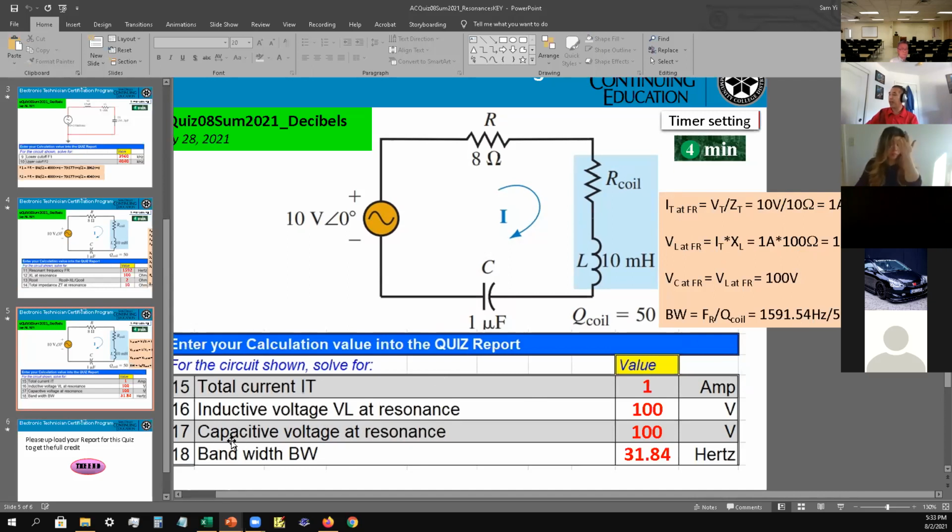And the capacitive voltage at resonance would be the same as it is in the inductor. So it's going to be 100 volts. And then they want to find the bandwidth. The bandwidth is FR divided by the Q of the coil. So we know that the resonant frequency was 1592 hertz, divided by the 50. That comes up to about 31.8 hertz. Okay.